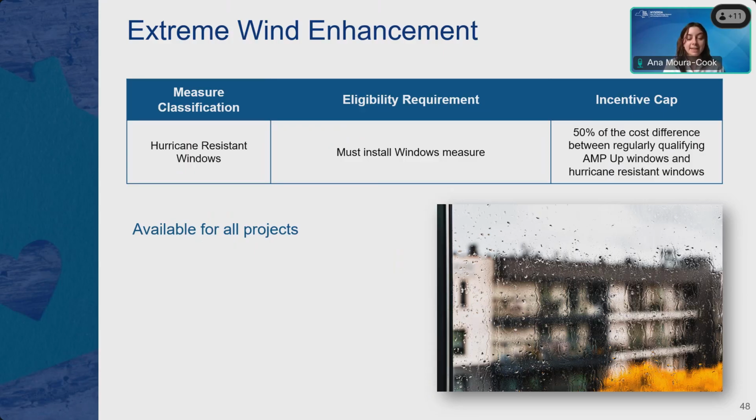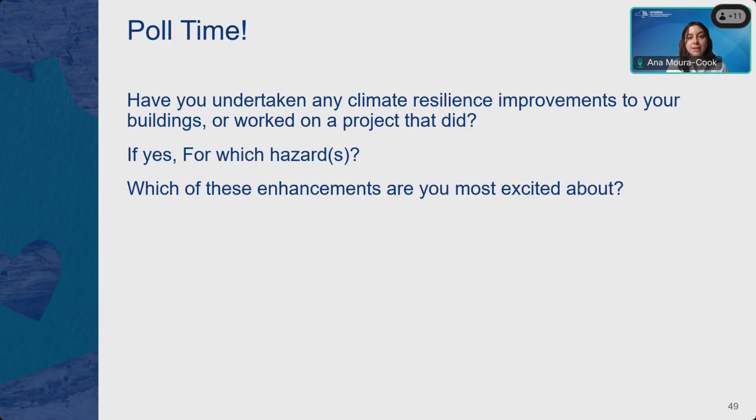And that's it. Those are our resilience enhancements. All of them go in tandem with their corresponding AMP-UP measures, but are intended to make those measures more resilient while making the building safer and reducing risk for building occupants. So I'll hand it back to Shelley. I believe we have another poll.